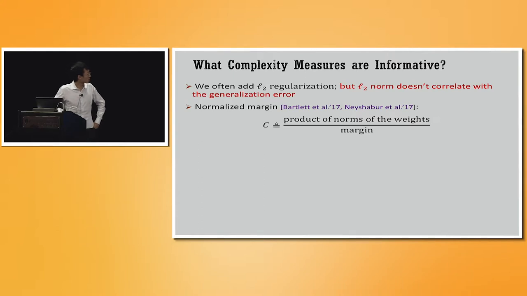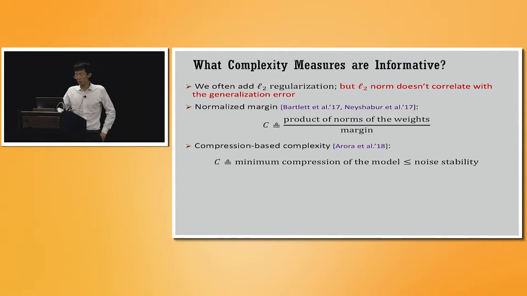One of them is normalized margin. The definition is that you take the product of some norm of the weight matrices in each layer, and you normalize by the effective margin, and this is the complexity measure. There's also a compression-based complexity measure, which is defined as the minimum compression of the model. And they also show that the minimum compression of the model is upper bounded by some notion of noise stability, which you can measure empirically.